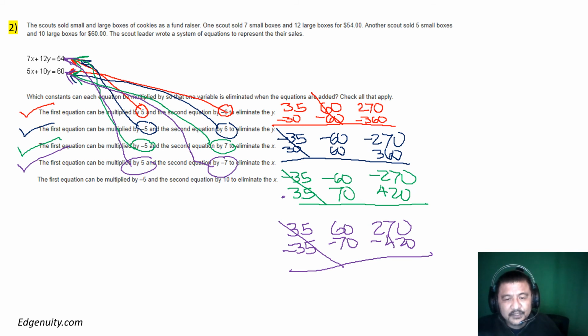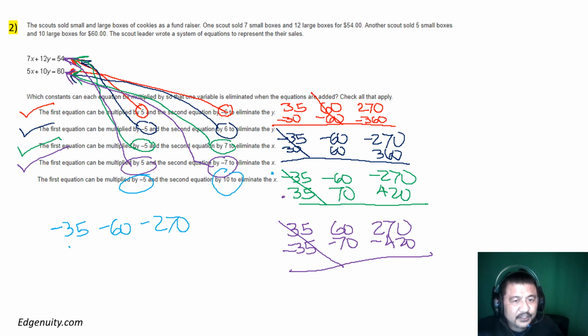Let's try the last one. Let me use light blue, -5. We did -5 already, like the green one. -35, -60, and -270. All right, times 10. That's easy. 5 times 10 is 50. 10 times 10 is 100. My bad. And then times 10, 60 is 600.